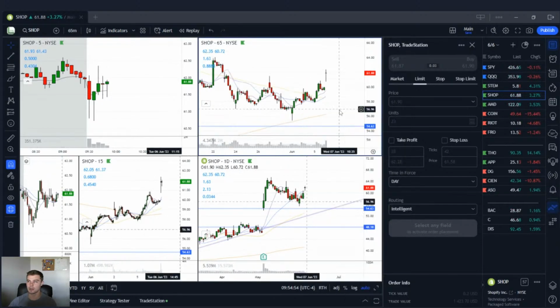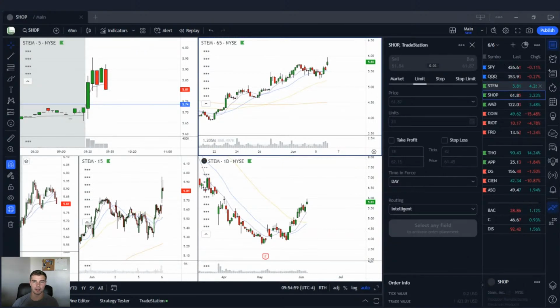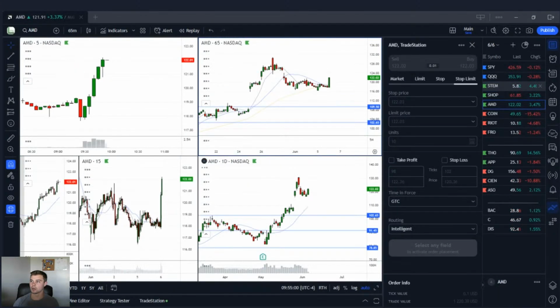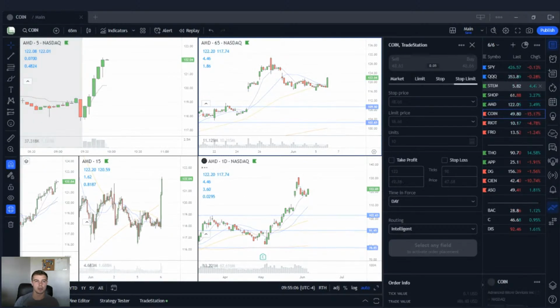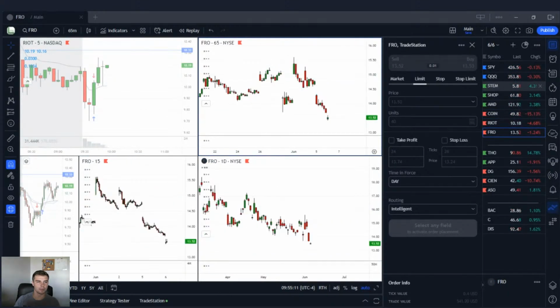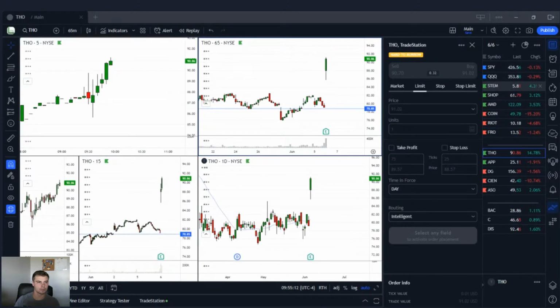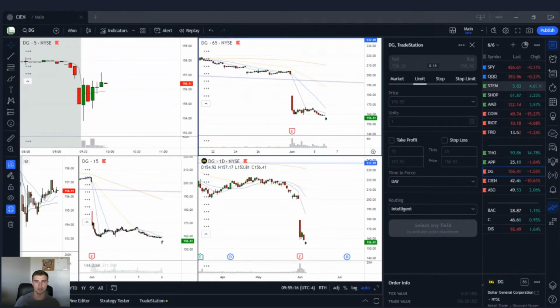VXX, you're looking at that, Casey? Let me check it. Let me roll through my list real fast, make sure I'm not missing anything. Yeah, I'm not that into Shopify. It's more of a wedge pattern. Not a big fan of the wedges. Coin moving up, Riot moving up, UPST, APP, BG.